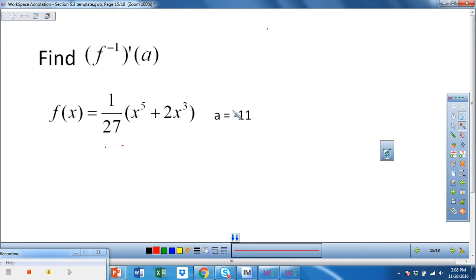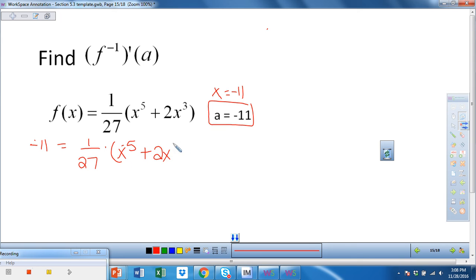Okay, so once again, this is my x value. And I have to make my x value my y value when I do the inverse. So I set -11 to 1 over 27. Okay, so once again, we're going to use our handy-dandy calculators to calculate that.